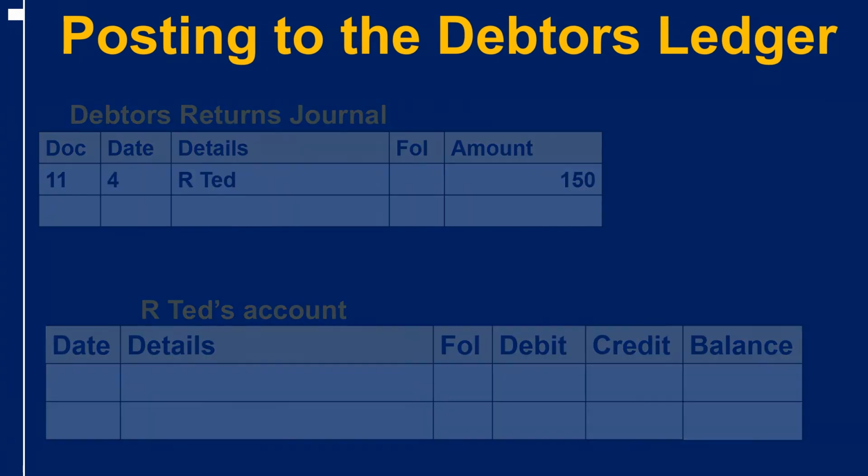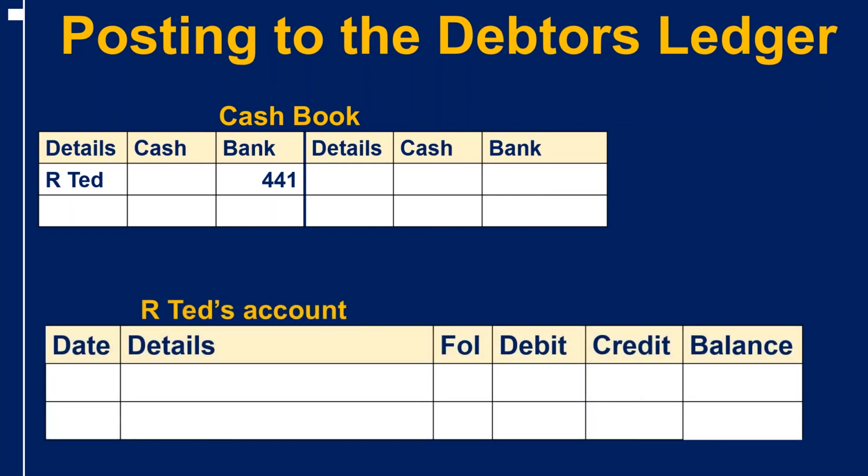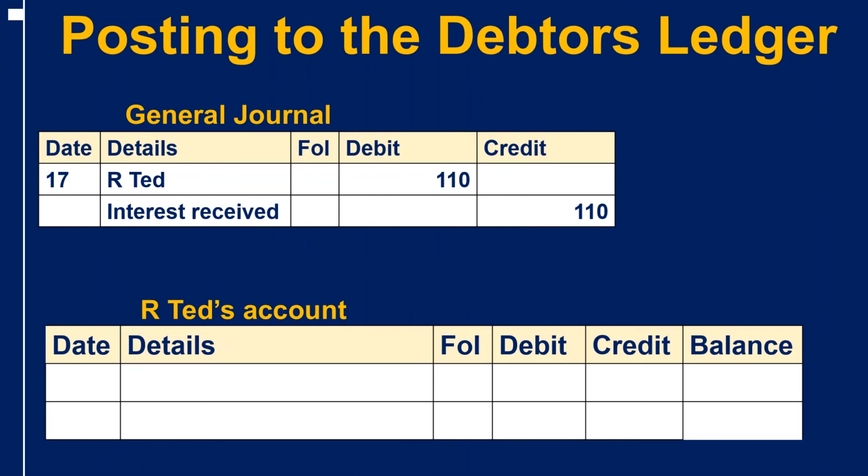If debtors are settling their accounts, we post from the cash book. Therefore, in the details column, we write cash or bank depending on how the money was received. In the folio, we write cash book, which is CB. Now for the interest charge on the debtors overdue account, we post from the debtors journal. Therefore, in the details, we write the correct account, which is interest received. In the folio, we write general journal, which is GJ.